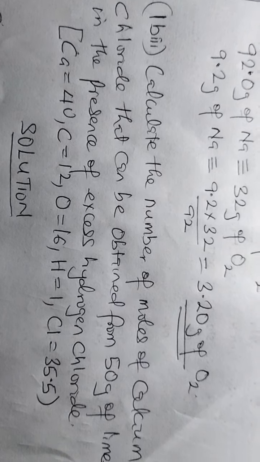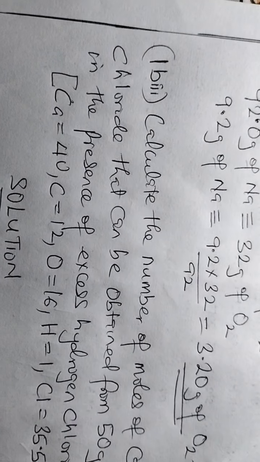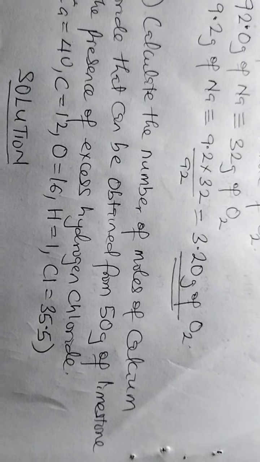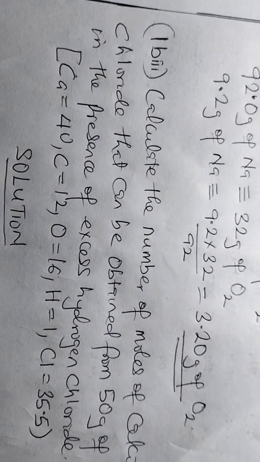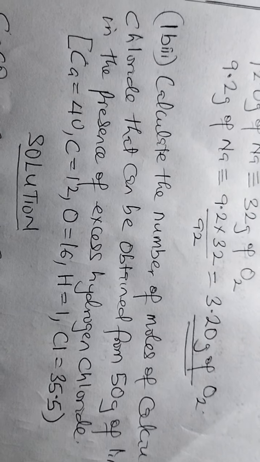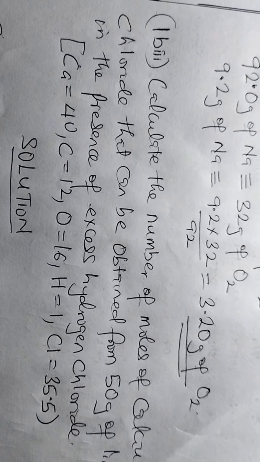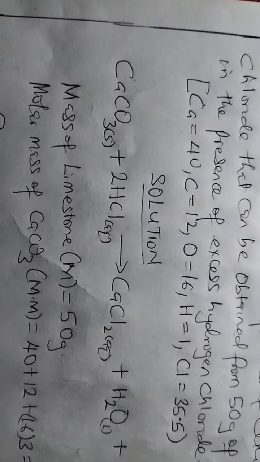Calculate the number of moles of calcium chloride that can be obtained from 50 grams of limestone in the presence of excess hydrogen chloride. We have the atomic masses of calcium, carbon, oxygen, hydrogen, and chlorine given to us in the bracket. We now go to the solution.